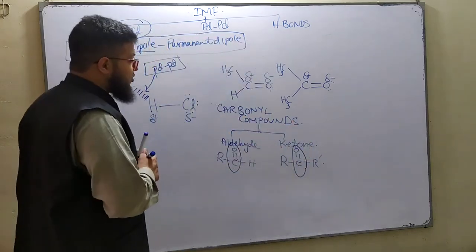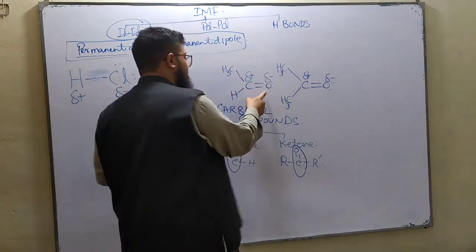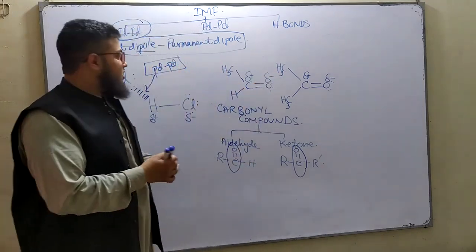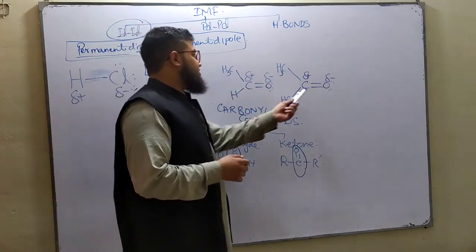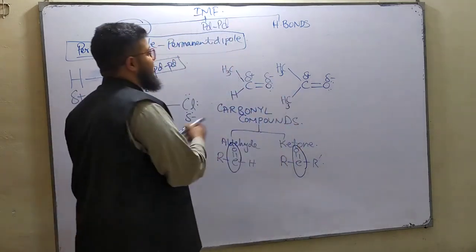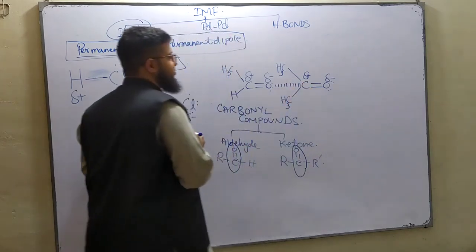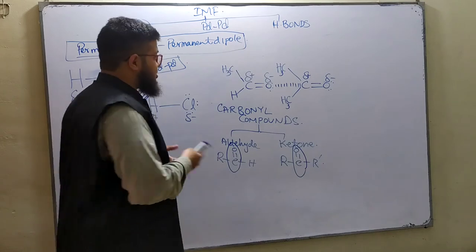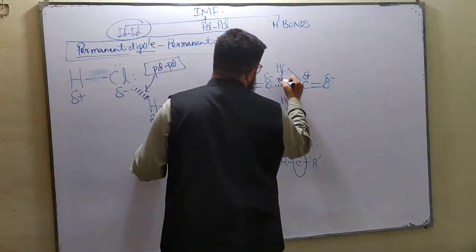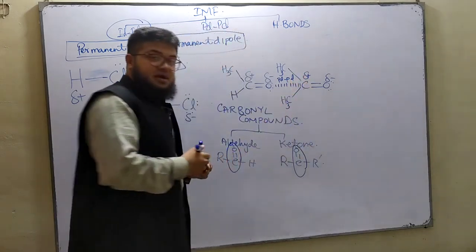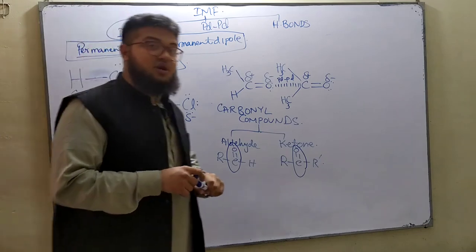Now in carbonyl compounds, the carbon is less electronegative as compared to the oxygen over here. So the oxygen will get a partial negative charge and the carbon will get a partial positive charge. Similarly, in another carbonyl compound, we'll get a bond formed between them, between the carbon and oxygen. This is also an example of permanent dipole interaction. Since it's permanent, it's going to be stronger than the instantaneous dipole, induced dipole interaction.